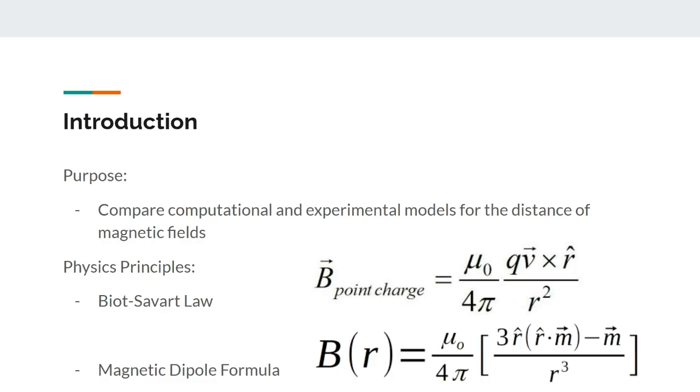Introduction. The purpose of this lab was to compare computational and experimental models for the distance of magnetic fields. Some of the principles that we used were Biot-Savart law, where B equals mu over 4 pi times Q times V cross R hat over R squared, and the magnetic dipole formula, which is B of R equals mu 0 over 4 pi times (3 R hat (R hat dot m) minus m) over R cubed.